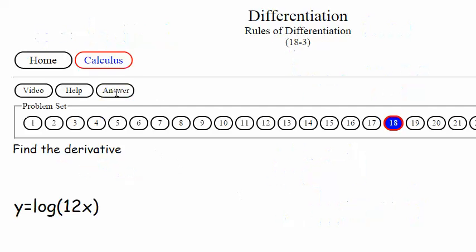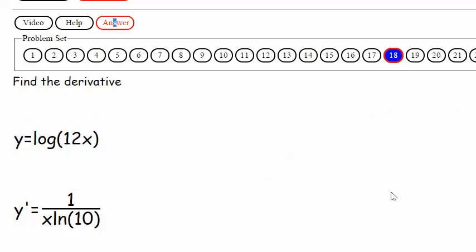Did you get all that? I hope so. There it is, 1 over x times the natural log of 10.